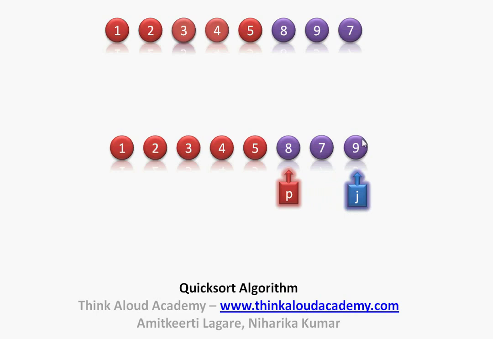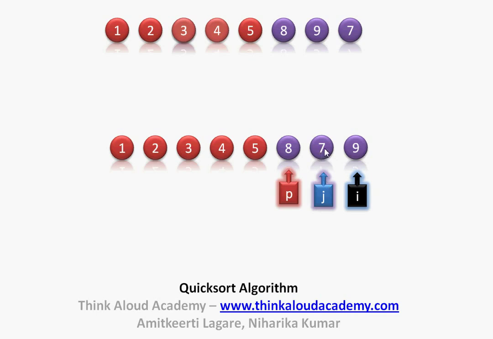Now I points to the element 9 which is greater than pivot, so it has to stop at this point. Now J resumes its journey because it is pointing to an element which is greater than pivot, so J continues further and moves to the next element. Now since J is pointing to an element which is less than pivot, J cannot continue further and it has stopped.